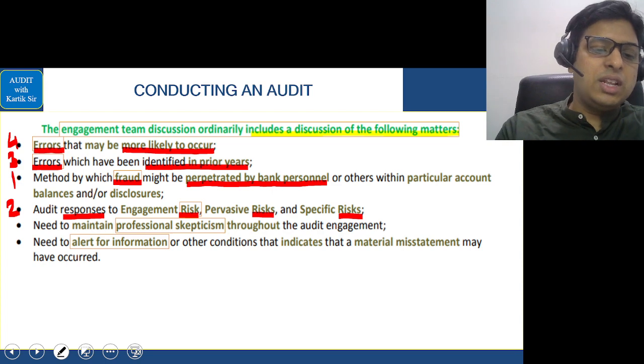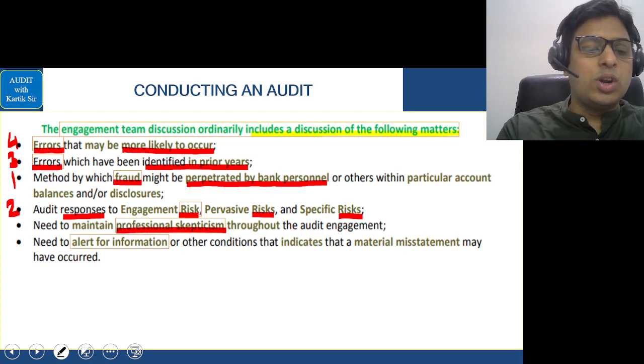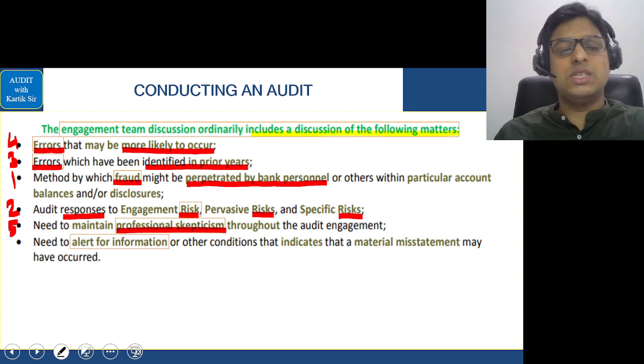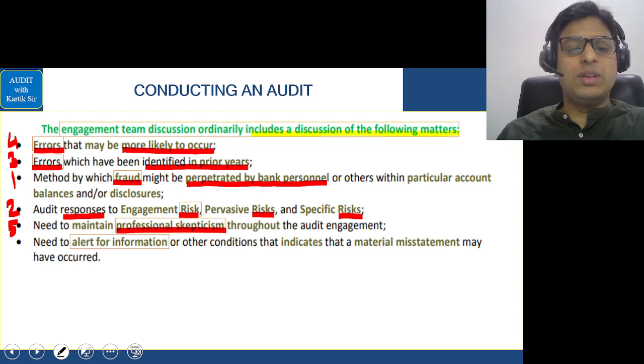Comfortable? Then they need to maintain professional skepticism throughout the audit engagement, that is a questioning mind, alert to situations, critical assessment of audit evidence, QAC. Next to professional skepticism, you can write there QAC.